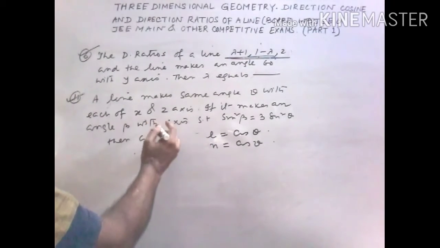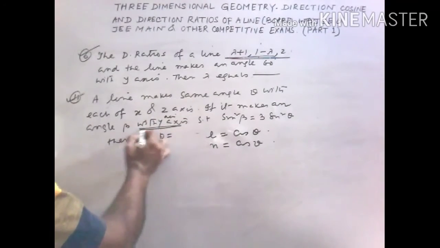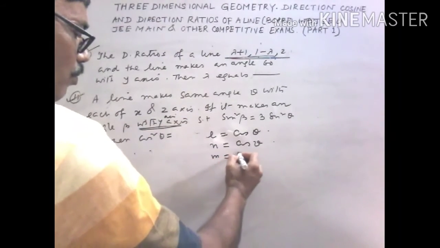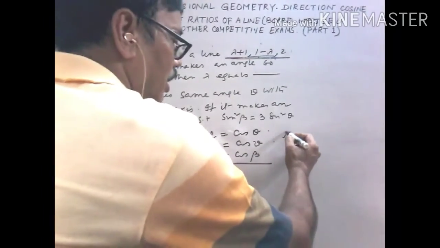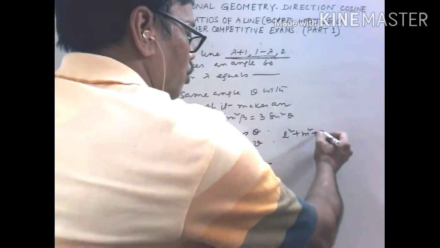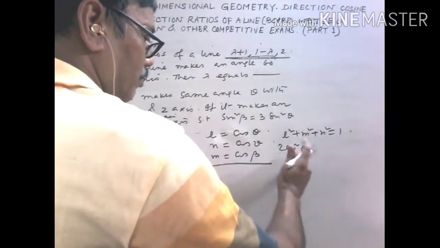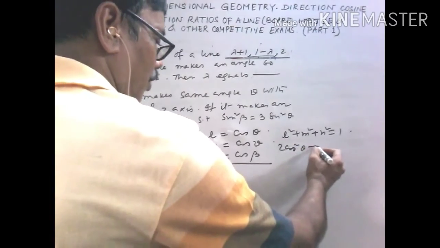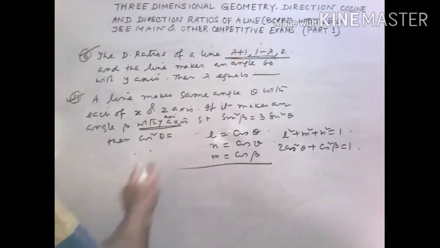And what is M? Actually it makes an angle beta with y axis. So what is M? Cos of beta. So we have this relation L square plus M square plus N square equals 1. So 2 cos square theta plus cos square beta equals 1.